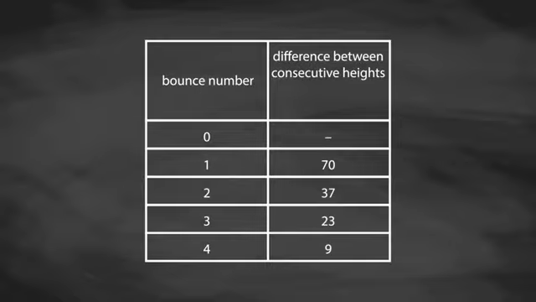A linear function of the bounce height would decrease by the same amount for each successive bounce. Here is a table of the bounce numbers and the difference between consecutive heights. That's the previous height minus the current height. From the table, we can see that the differences in heights between successive bounces are not close to consistent. The differences are decreasing with each bounce, so the function is not linear.